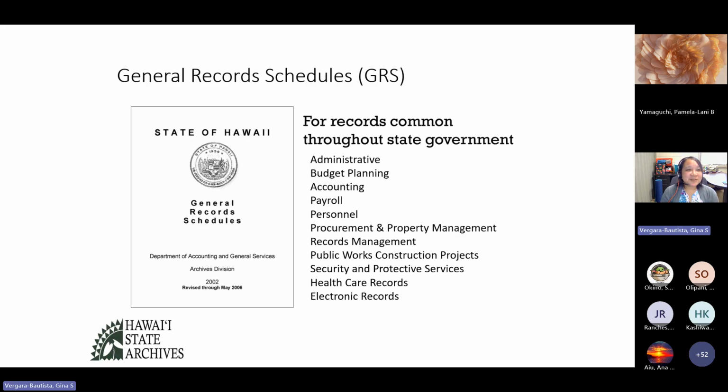Okay, in terms of government general record schedule, these are records that are common to all departments. So you share this retention schedule throughout state government. So these are administrative records, budget planning, accounting, payroll, personnel, procurement, property management, records management, public works, security and protective services, healthcare records, and there's a section called electronic records, which is a little misleading.